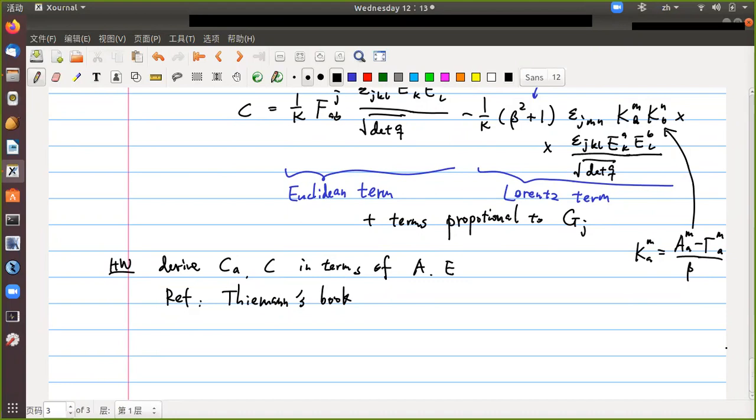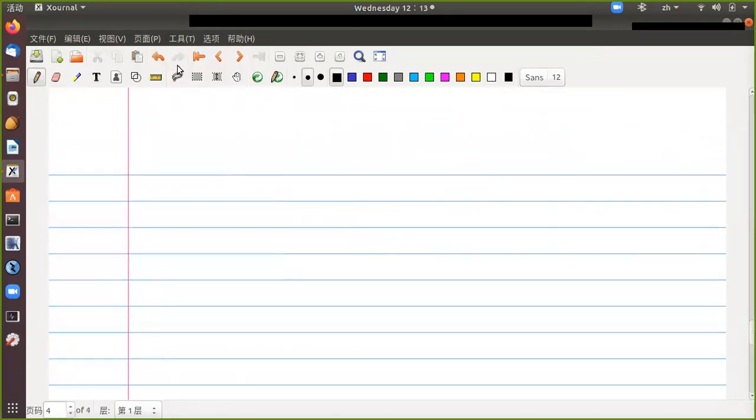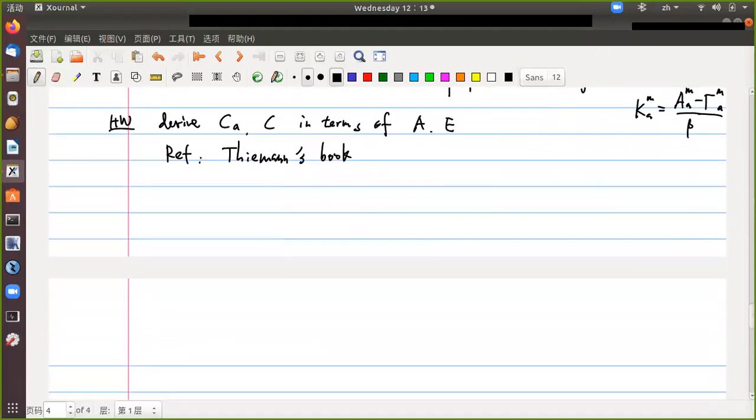Okay, so that's all the constraints. And then the Hamiltonian. So here the Ashtekar-Barbero Hamiltonian.